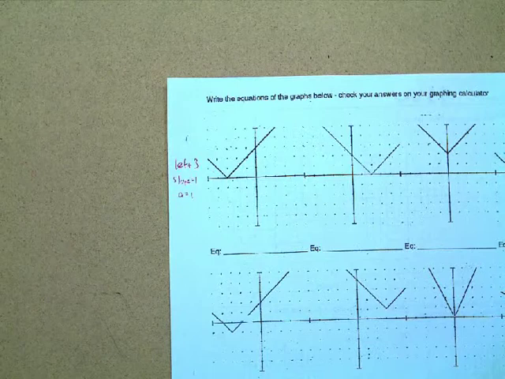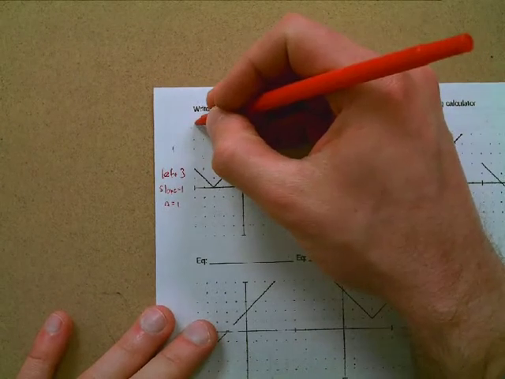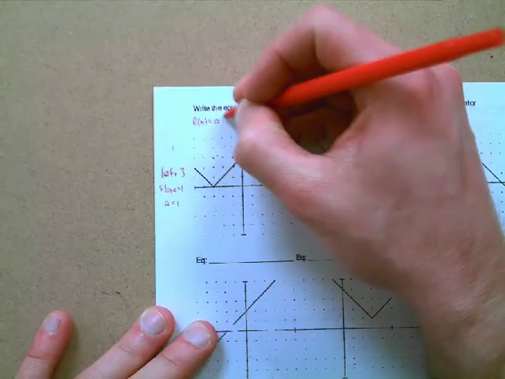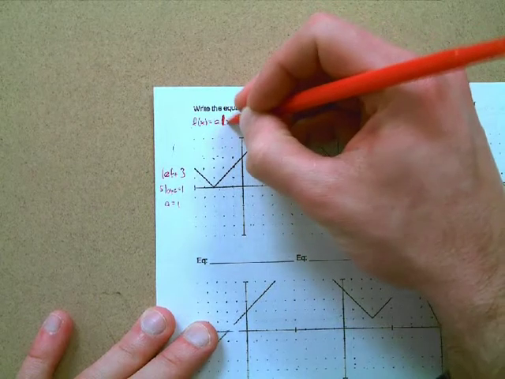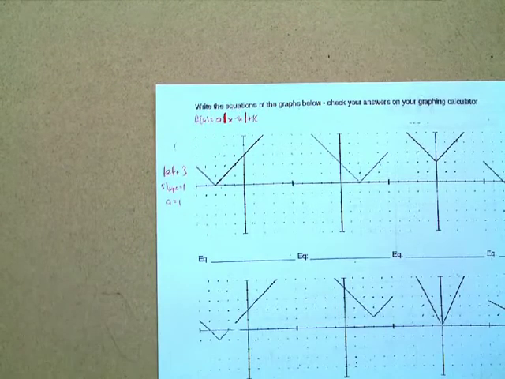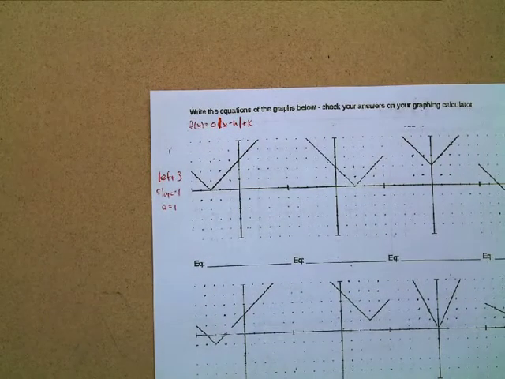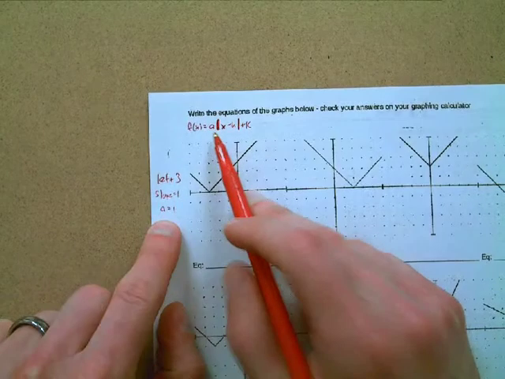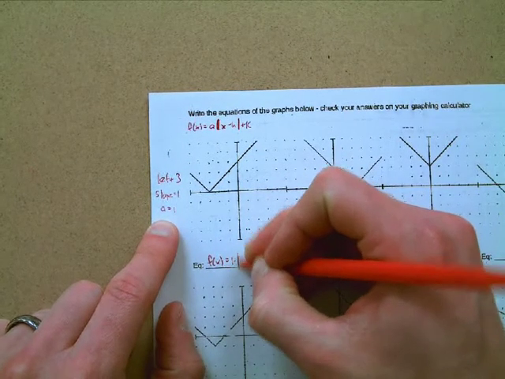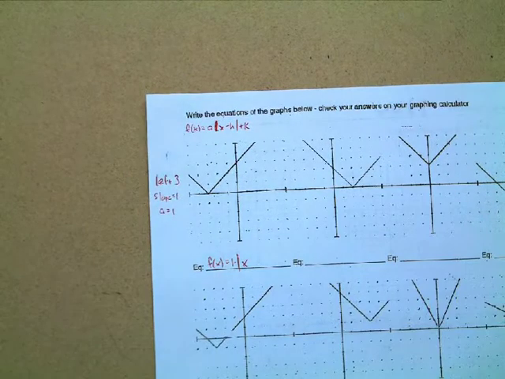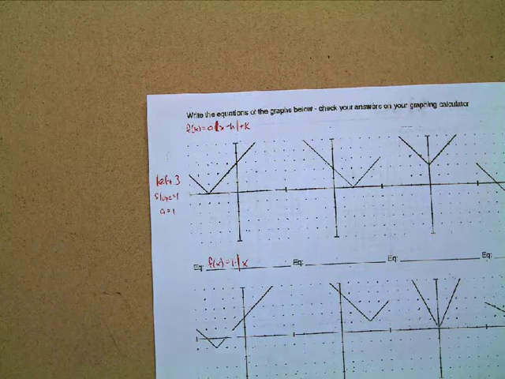Okay? So remember that for an absolute value equation, we have these kind of transformations, right? Well, we just said our slope was 1. That means A is 1, right? So our equation is going to be f of x equals 1 times the absolute value of x. Very good. Plus 3, right? Because if we're going to go left 3, we need to put the plus 3 in with the x.